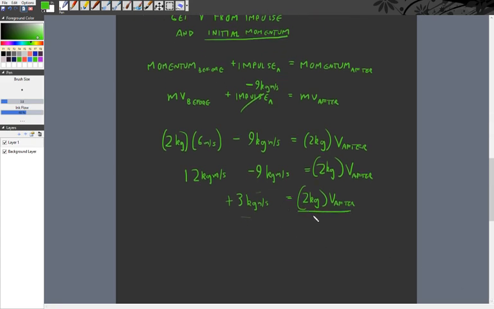Now we divide both sides by 2. And we get the answer. 1.5, we divided by kilograms. 1.5 meters per second is equal to v after the collision. And I'll go ahead and write an A, so I know it's for block A. Okay, guys, and that's what we were required to find. Oh, and the direction? To the right. Okay, so we're done. Thank you.